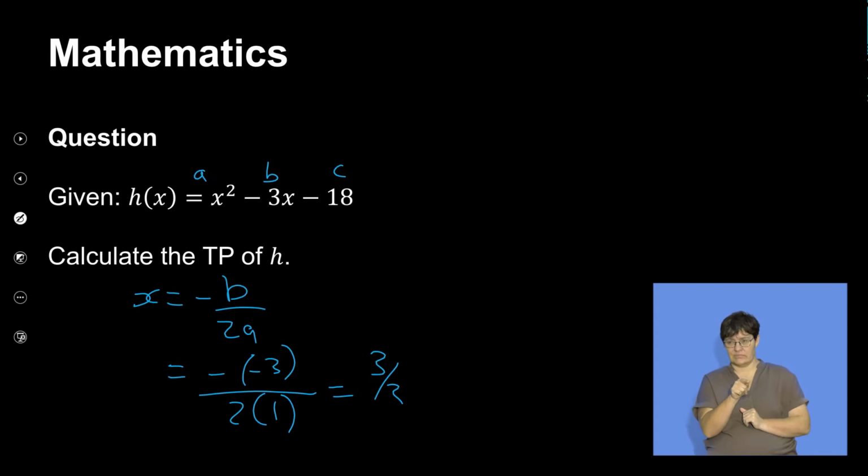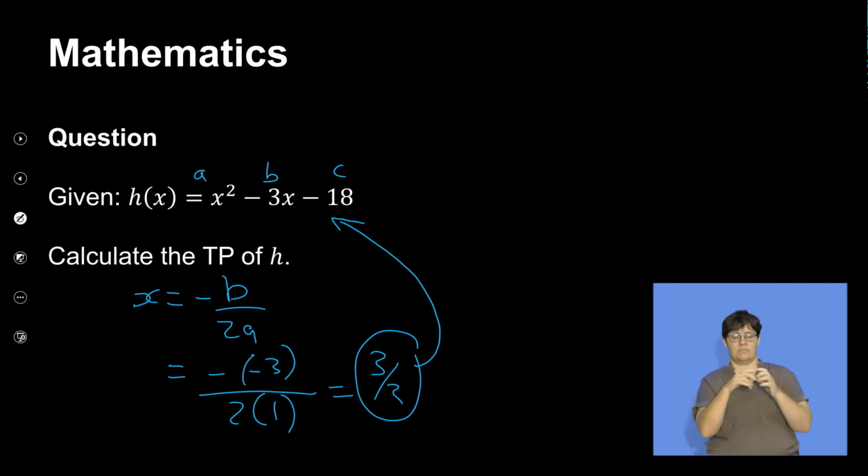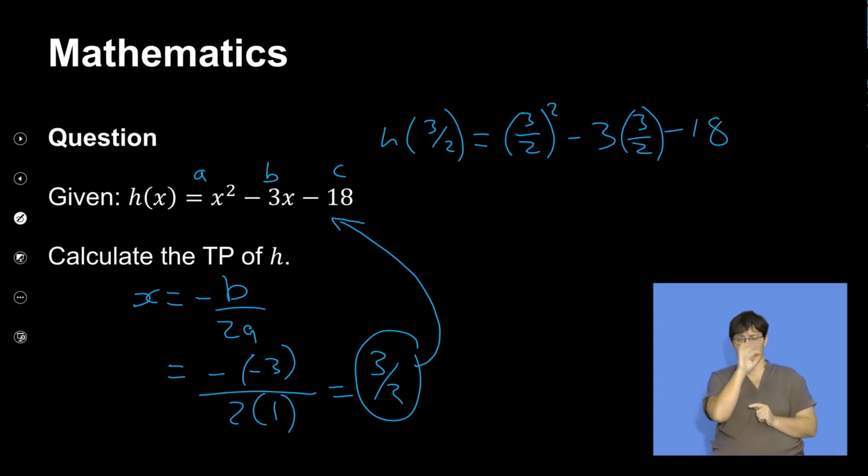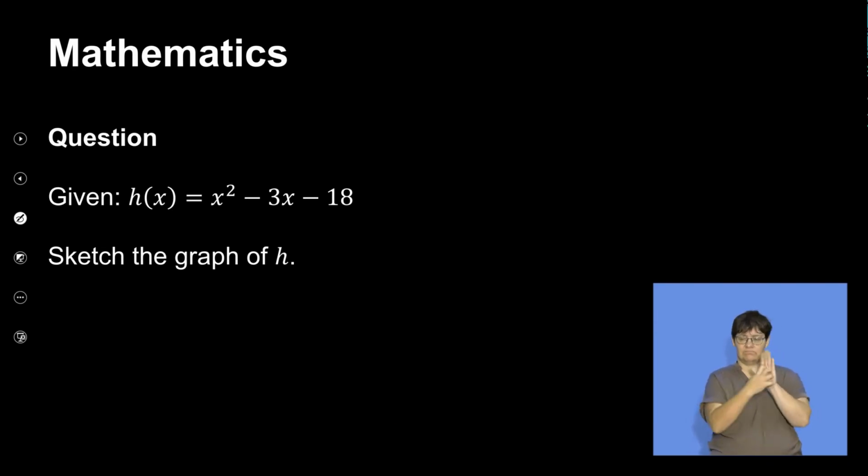And then you can take this value and sub it back into the original equation in order to find what the y value is. So that will be h of 3 over 2 is equals to (3 over 2) all squared minus 3 into 3 over 2 minus 18. Then you can just press your calculator on that. It will then give you the y value. The last thing will be to sketch this graph.